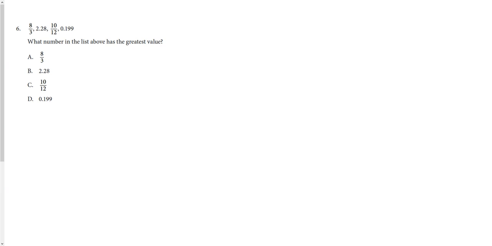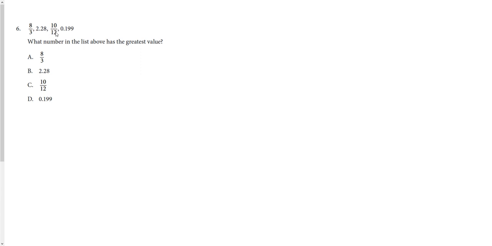So here we have to find the greatest value of 8 over 3, 2.28, 10 over 12, 0.199. Now it's a little tough to compare without having them all in the same format. Here we have two fractions and two decimals. So we want to convert it all to one format. And we could probably eliminate some of the smaller ones as well.